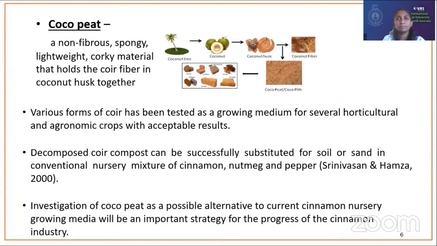Cocoa peat is a non-fibrous, spongy, lightweight material that holds the coir fiber in coconut husk together. After going through a manufacturing process, different types of cocoa peat products are produced. Cocoa peat pellets is one of them. According to previous literature, various forms of coir have been tested and accepted as growing media for several crops. Therefore, this research study was initiated to investigate cocoa peat pellet as a possible growing media for cinnamon.